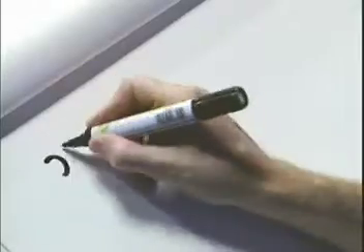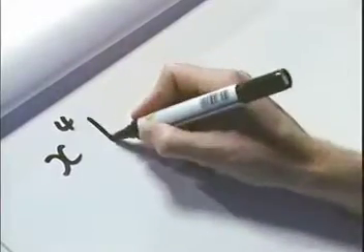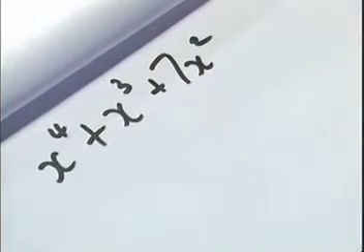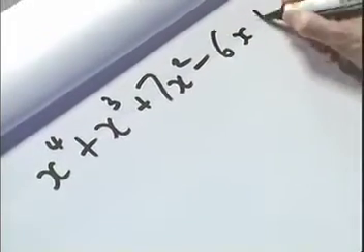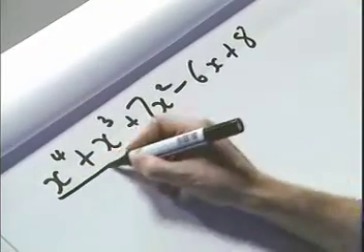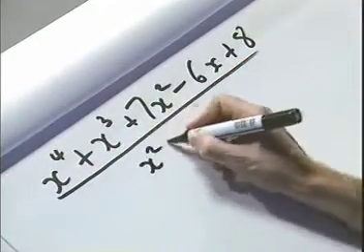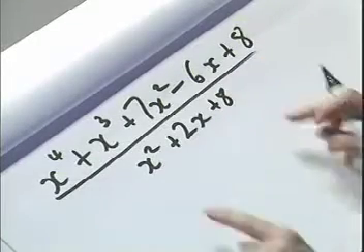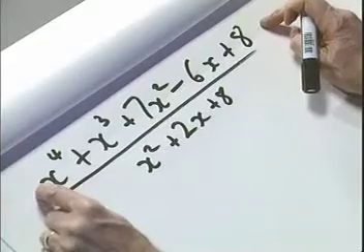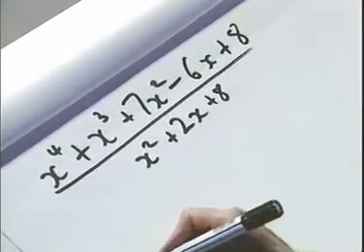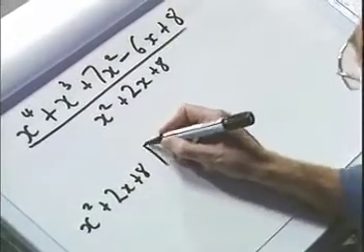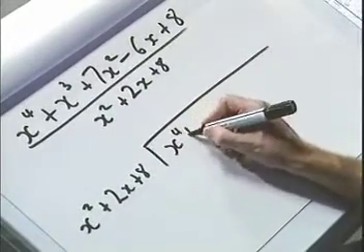Let's take another one. So we'll take x to the 4th plus x cubed plus 7x squared minus 6x plus 8 divided by, or all over, x squared plus 2x plus 8. So this is what we're dividing by, and this is what we're dividing into. It's not immediately obvious what the answer is going to be. Let's have a look. x squared plus 2x plus 8 into all of this.